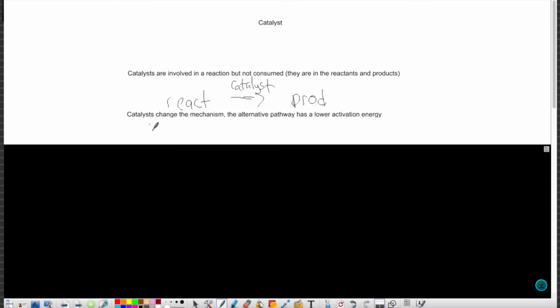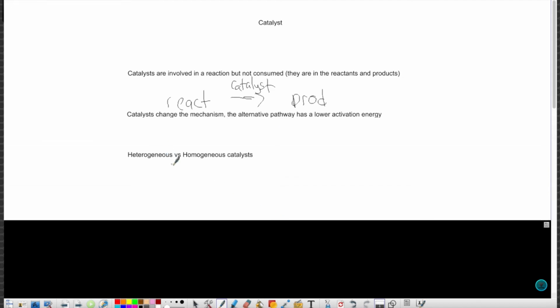Okay? And the way that catalysts work is really interesting. So catalysts change the mechanisms. And so by changing the mechanism, you create this sort of alternate pathway. And oftentimes, the alternate pathway will have a lower activation energy. And we talk about two different types of catalysts, heterogeneous catalysts and homogeneous catalysts.